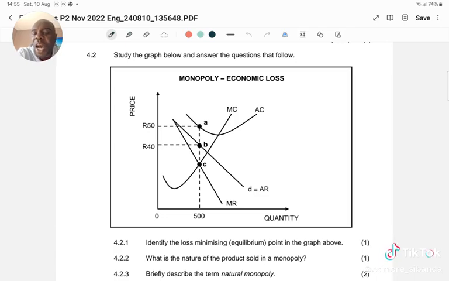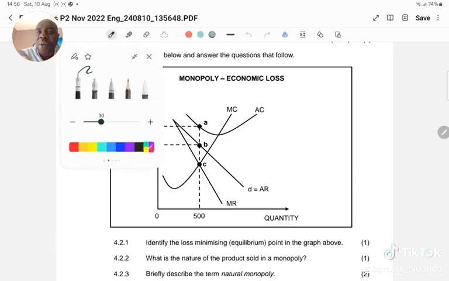What is an economic loss? How do you identify an economic loss? So we start by studying the diagram so that we are in a position to answer the questions. You're going to see that as we study the diagram, we are actually answering maybe 80% of the questions that the examiner would have given us. So in this case, the monopoly is making an economic loss.